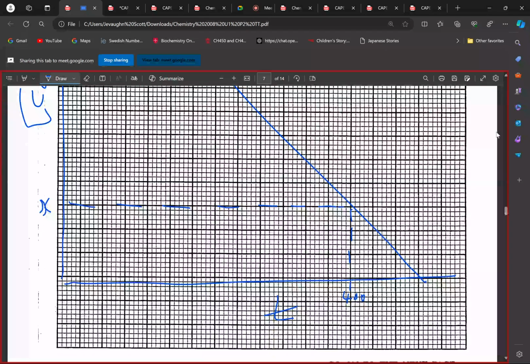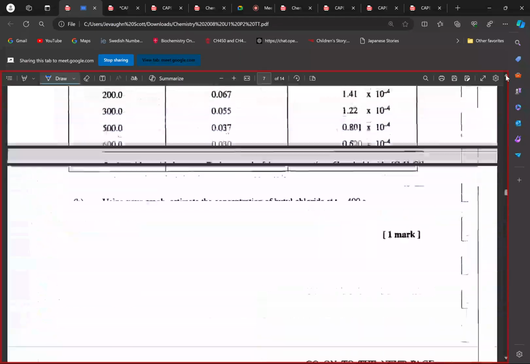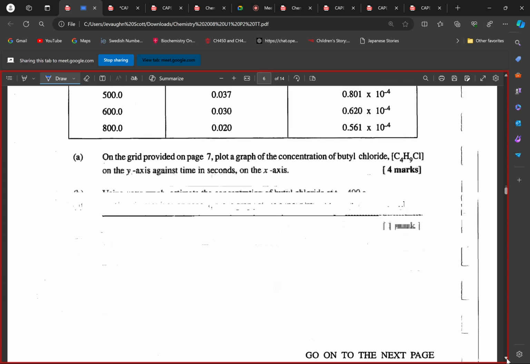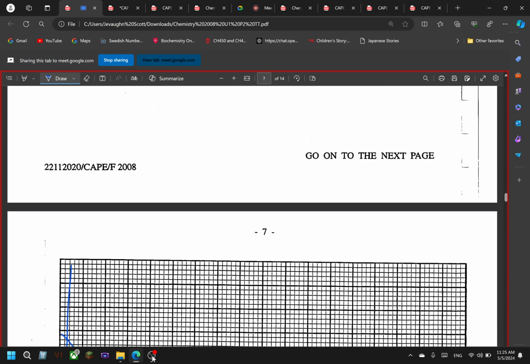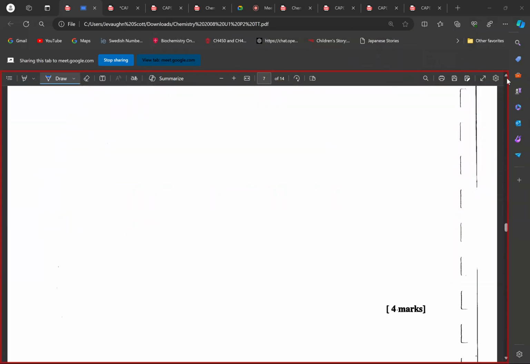All right. Rather simple question coming from rates of reaction. All right. Very simple. Draw a graph, extrapolate to find the concentration at 400 seconds. All right, so that's 5 marks just free. 5 free marks to gain towards your distinction. All right, so that's not a problem at all.